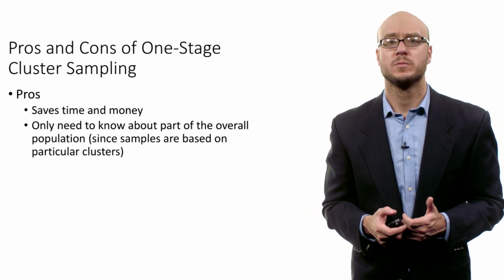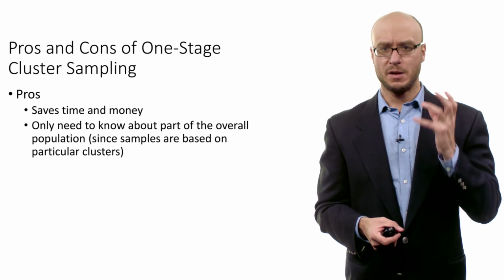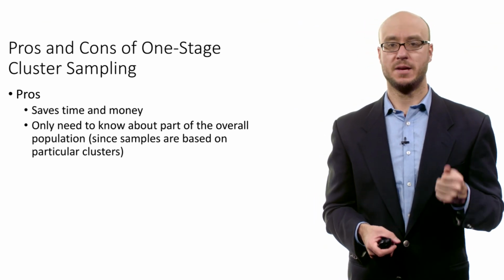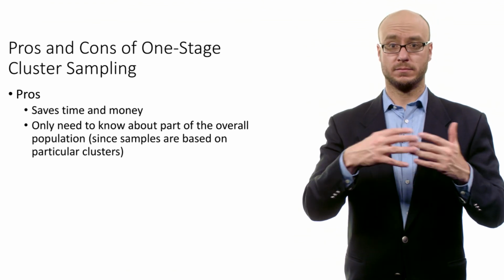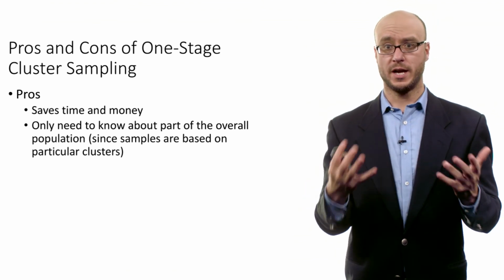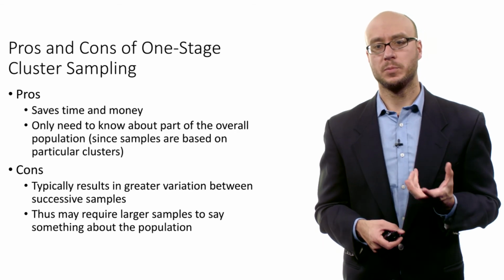There are a couple of pros and cons with one-stage cluster sampling. The benefit, and why people use cluster sampling, is that it saves time and money. Instead of collecting elements from all 9 of those clusters, you just collect information on 3 of those 9 clusters, everybody within those 3 clusters, but it does save time and money. The other benefit is that you really only need to know about part of the overall population, because these samples are only based on those 3 particular clusters. There are a couple of cons.